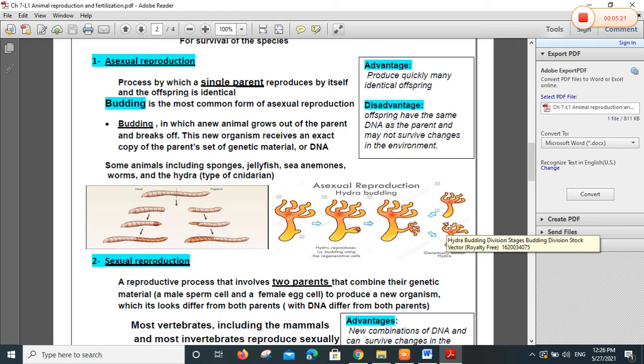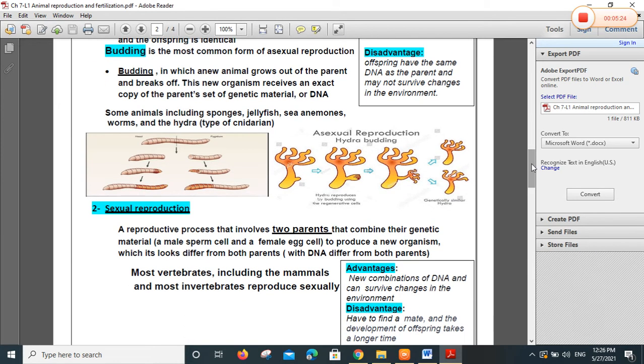What about sexual reproduction? Sexual reproduction is the process that involves 2 parents, each parent with its own genetic material. So what happens? Fertilization happens between the 2 different bodies of the 2 parents, male and female. Sexual reproduction depends on 2 bodies, male and female. So we have female cells and male cells. Female cells are called eggs and male cells are called sperm.